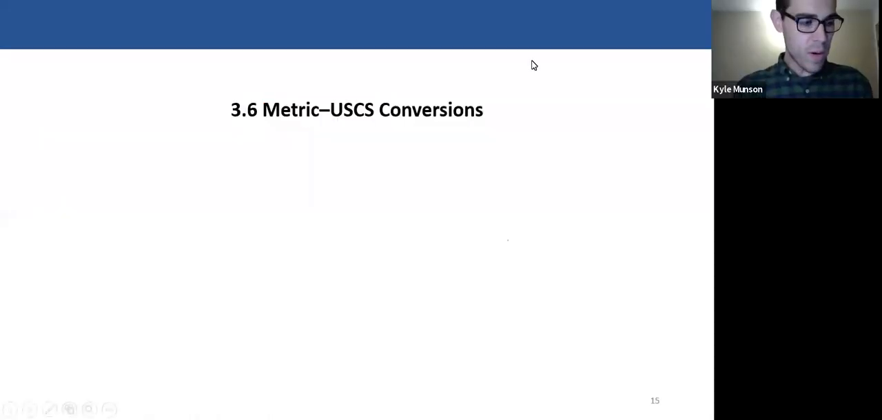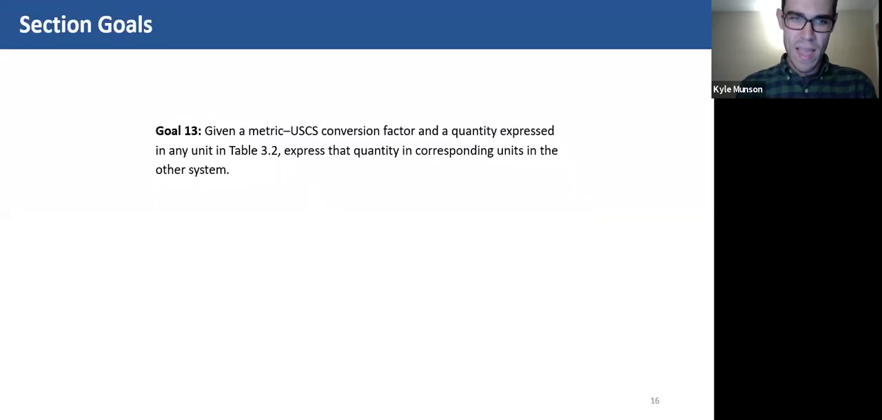Okay, so in this video, we're going to be talking about metric to US customary system, or USCS, conversions. And of course, the goal is if we're given a unit in one system, we want to be able to convert to another system. And we're going to do that by using the conversion factors that are expressed in the table on the following slide.